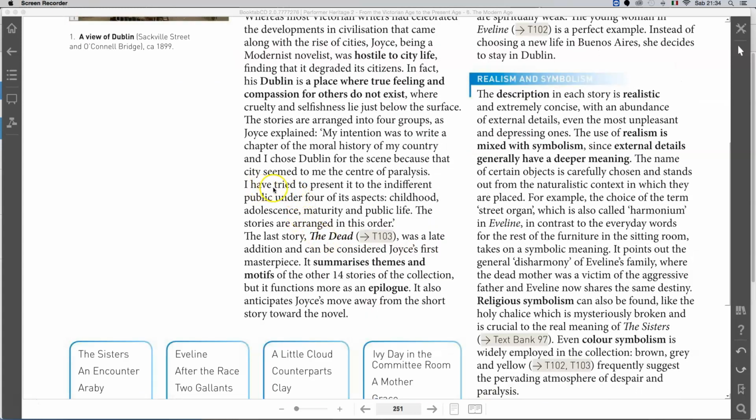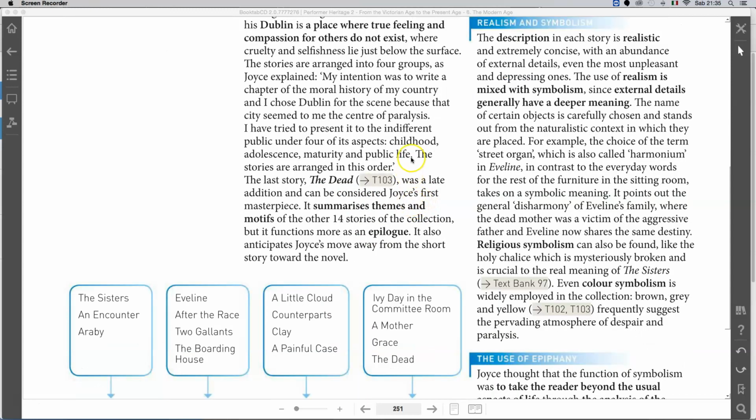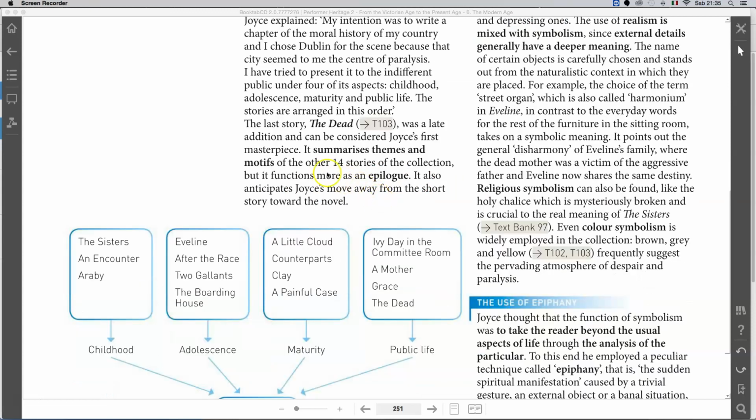And Joyce said that he has tried to present this paralysis to the indifferent public under four stages of life, four aspects: the childhood, the adolescence, the maturity, and the public life. And the last story is The Dead. The title is The Dead. It was considered Joyce's first masterpiece.